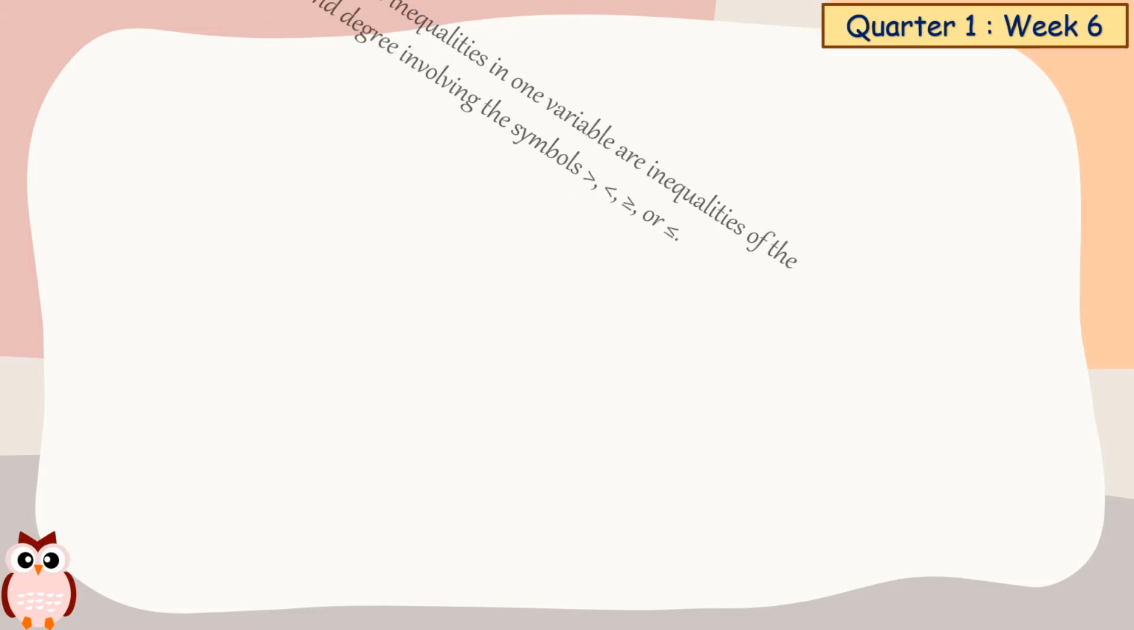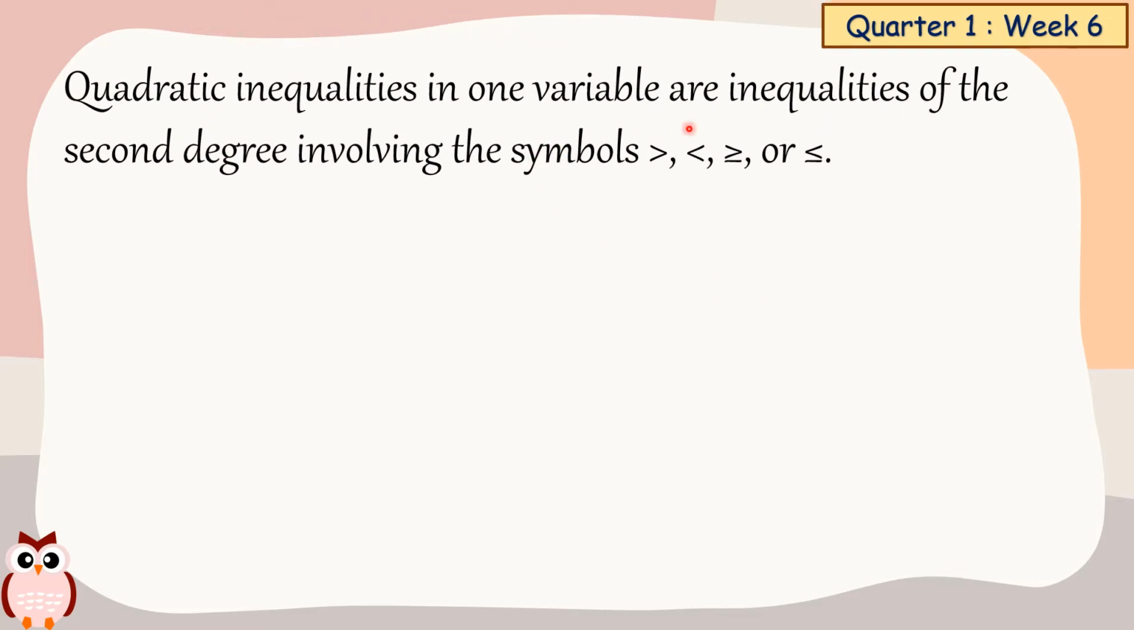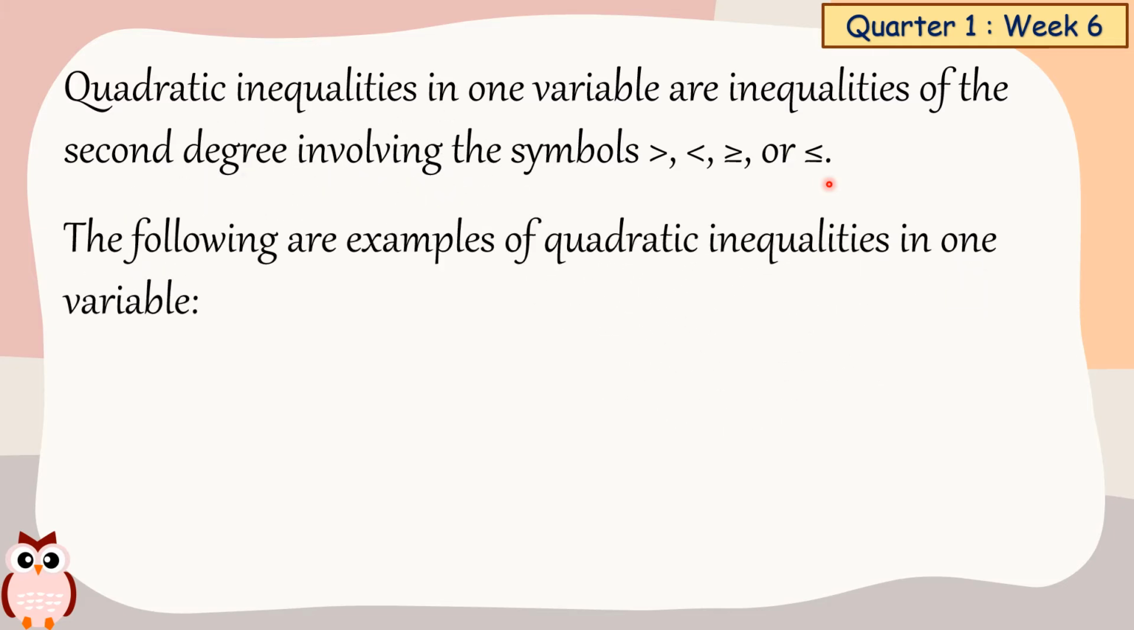So a quadratic inequality in one variable are inequalities of the second degree involving the symbols, again, greater than, less than, greater than or equal to, or less than or equal to. Here are some of the examples of quadratic inequalities in one variable.